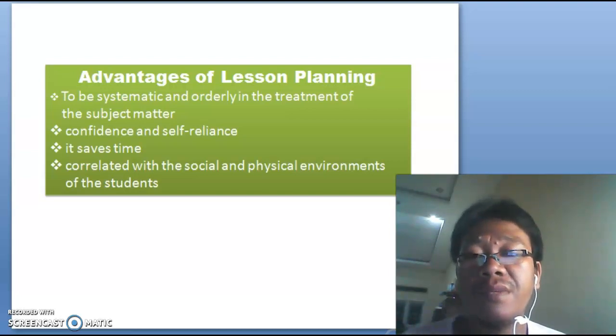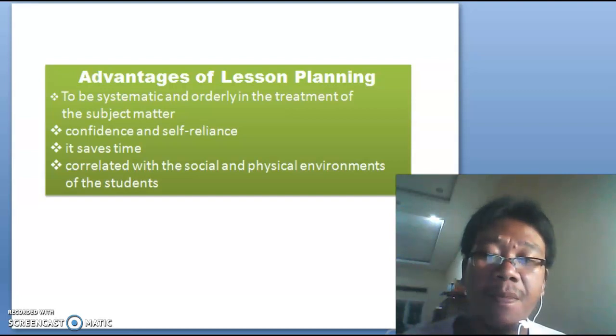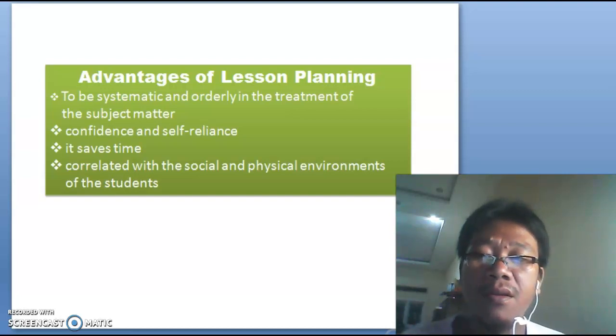So here are some advantages of a lesson plan that you can arrange, that you have to formulate in a good formulation, in a good design.